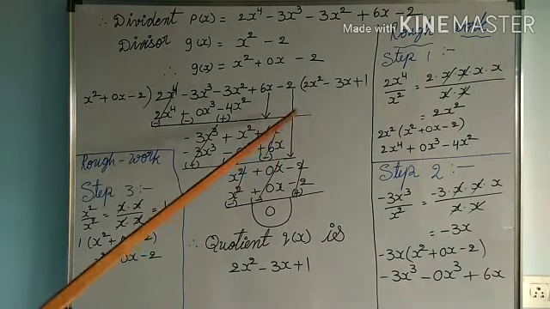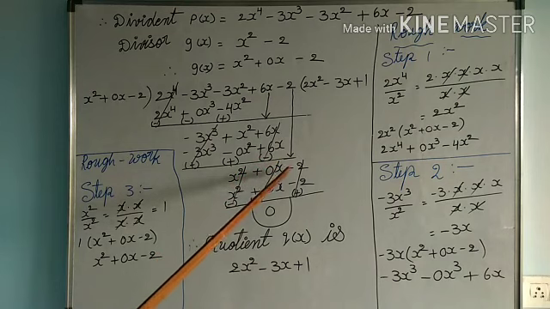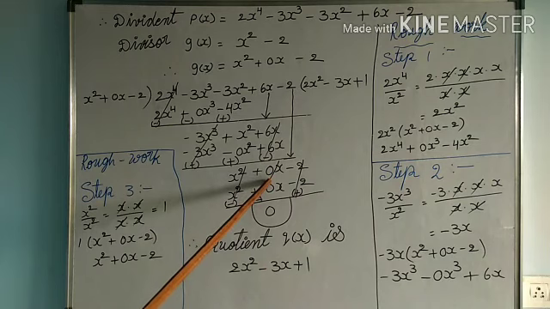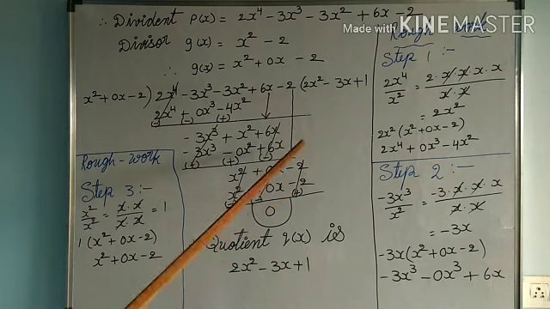So cancellation is possible. Cancel both terms and you will get 0x. If you write plus 0, also no problem, minus also no problem. Why? Because 0 has no symbol. It is neither positive nor negative, so any symbol is fine. Next, bring down minus 2.